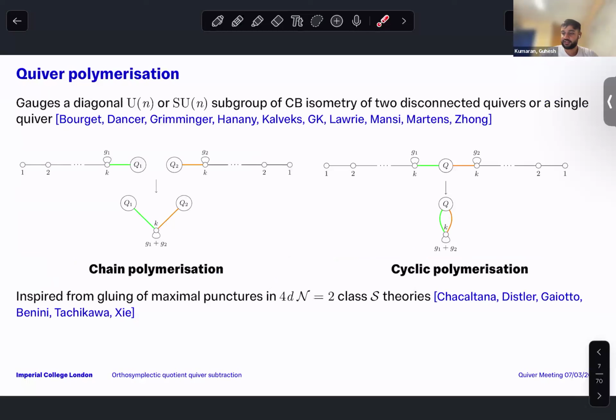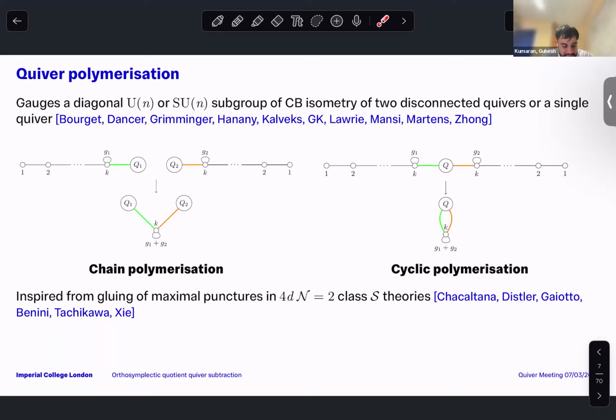The first thing that many people have worked on is this notion of quiver polymerization. And what it does is it gauges a U(N) or SU(N) subgroup of the Coulomb branch isometry of two disconnected quivers or a single connected quiver.